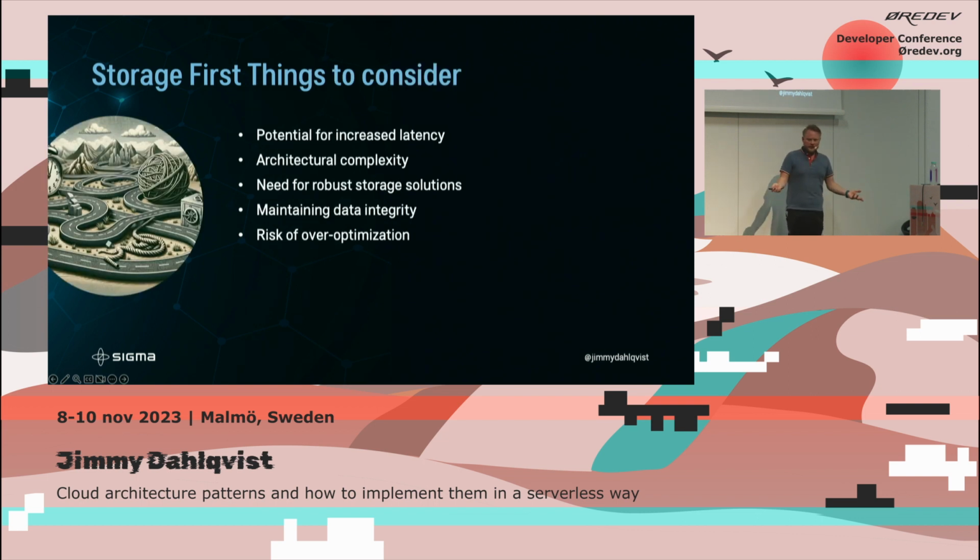What we need to consider in storage first is, of course, a potential increase in latency. We store the message, then we process, so we might have increased latency in that case. The architectural complexity grows as we add more components. But most important, there is a need for a very robust storage solution. If you have a storage solution for messages that is so-so, that would impact the durability and availability of the system. Using a service like SQS is perfect for this. It's very resilient and very durable.